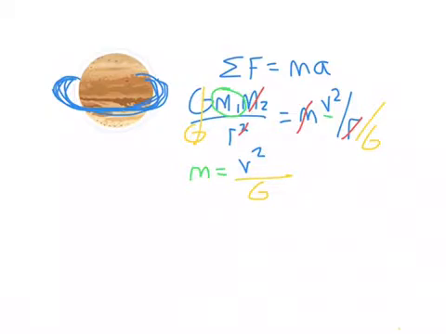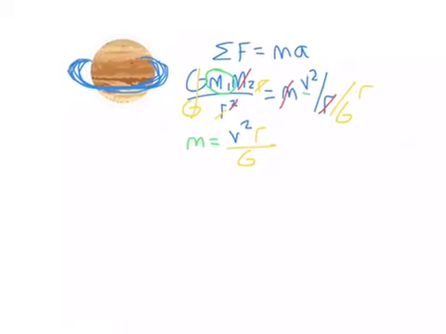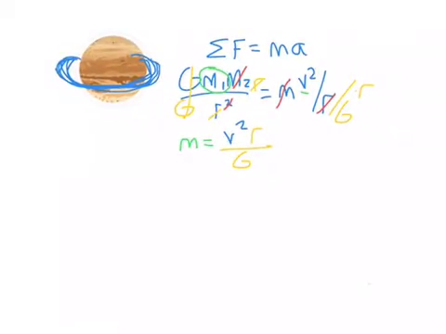And then we have this r in the denominator, so we have to multiply by r to get that to cancel out. So we have an r here. And that gives you the mass of the central object. The only other thing, though, is you're not going to know v. V isn't just given in these problems.